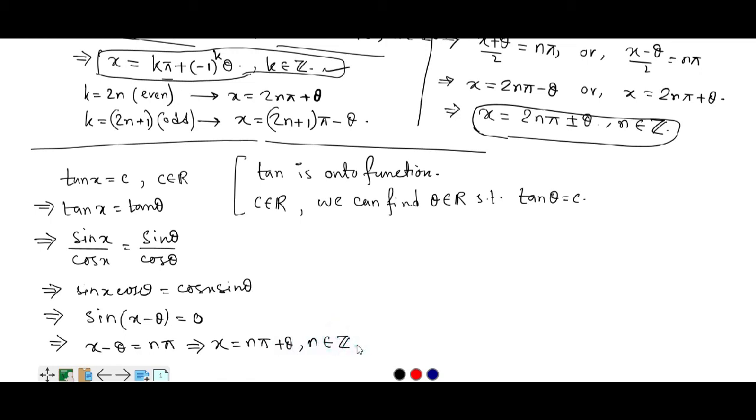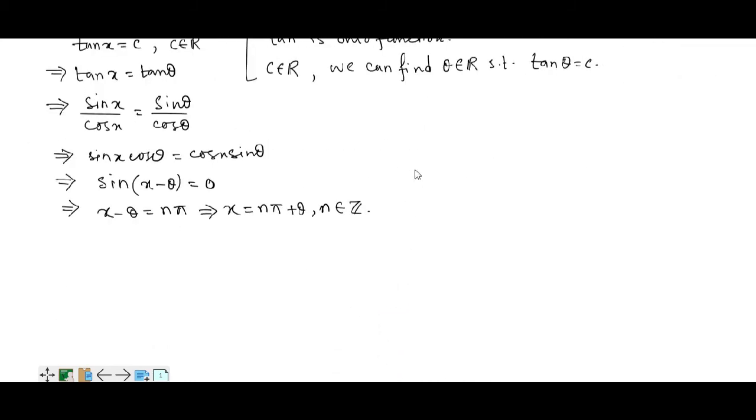So these are the three basic types of trigonometrical equations that we are having. Now there is another type of equation. Let us come to that.